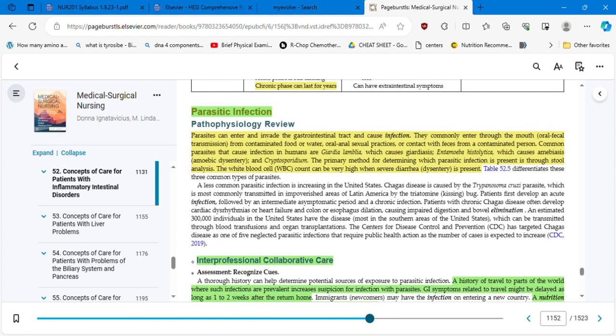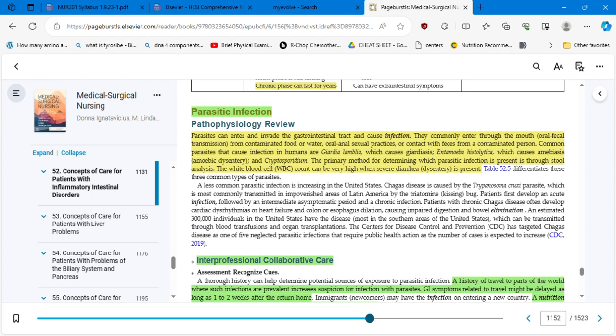Okay. So parasites can enter and invade the gastrointestinal tract and cause infection. They commonly enter through the mouth or fecal transmission from contaminated food or water. This also includes oral, anal, sexual practices, or contact with feces from a contaminated person. Common parasites that cause infection in humans are Giardia lamblia, which causes giardiasis, Entamoeba histolytica, which causes amebiasis, and Cryptosporidium.